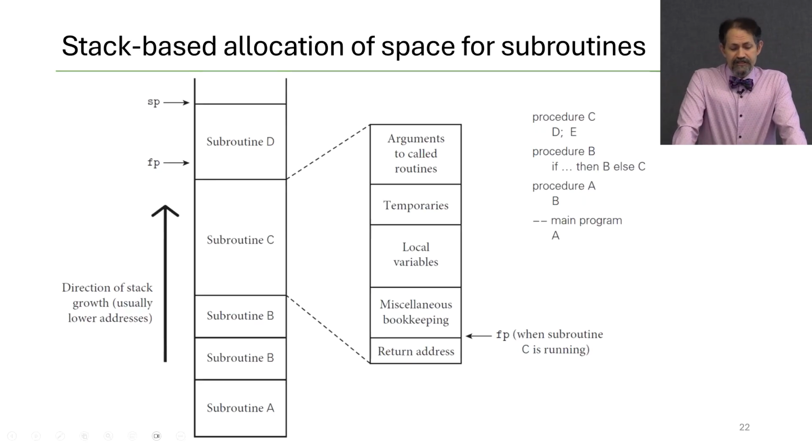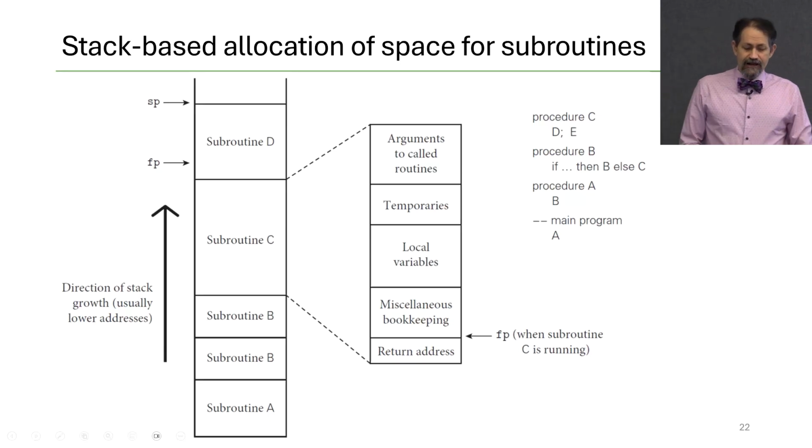We have a stack pointer that keeps track of the top of the stack. That's where we might allocate new frames. And we have a frame pointer that refers to the current frame of the subroutine that we're in. In many modern implementations, the frame pointer no longer exists. We simply offset backwards from the stack pointer.